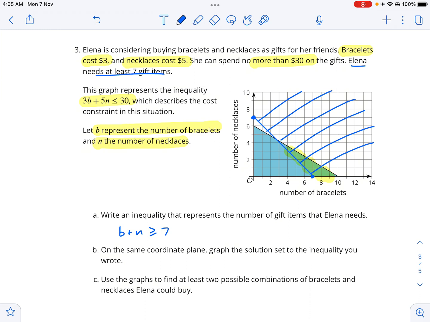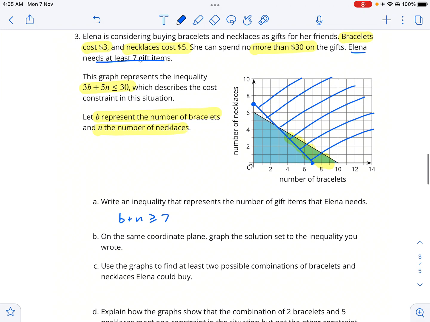C, use the graph to find at least 2 possible combinations of the bracelets and necklaces that Ellen could buy. I'll go right here at (7, 1). So 7 bracelets and 1 necklace. That would be one possible answer. And then I'll pick another one right here, (6, 2). So 6 bracelets and 2 necklaces.